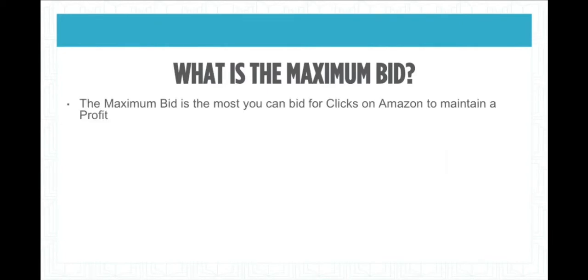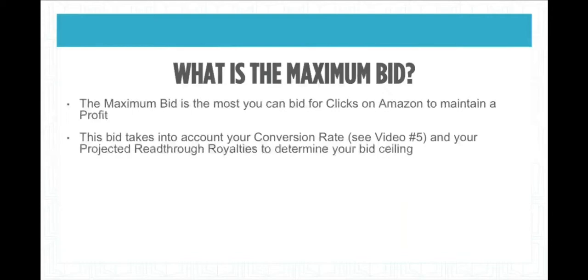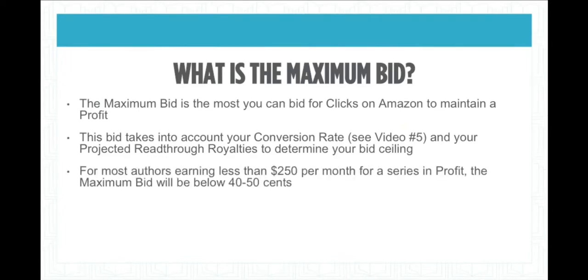Maximum bid I talked about. This is the most you can bid for clicks on Amazon to maintain a profit. This bid is going to take into account your conversion rate, video 5, and your projected read-through royalties to determine your ceiling, to determine how much you're allowed to bid in order to stay profitable.